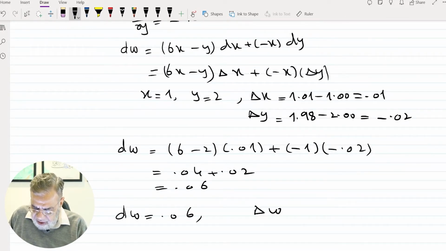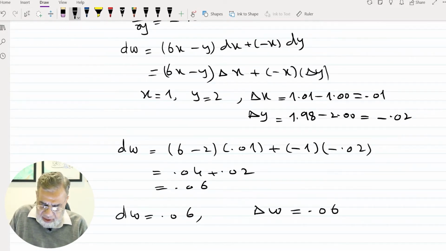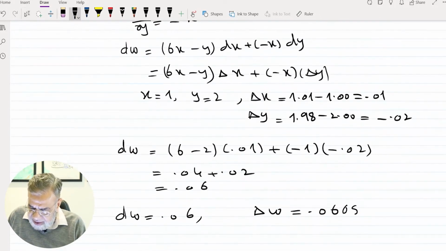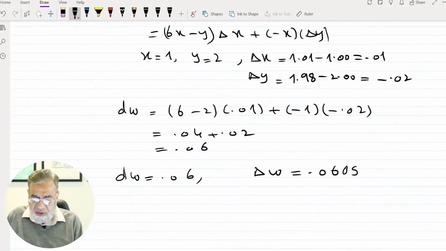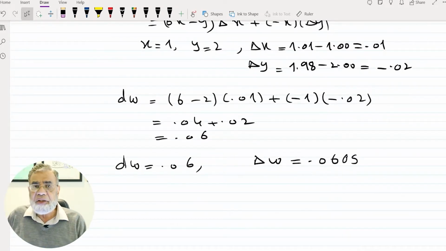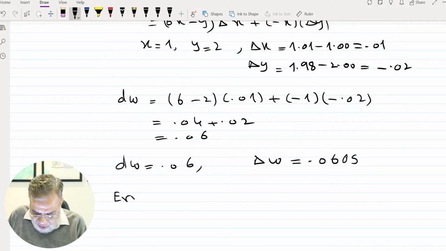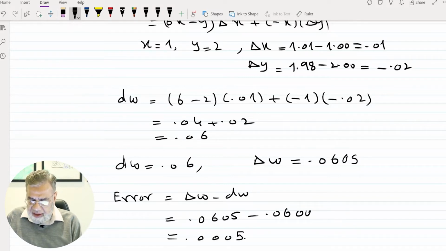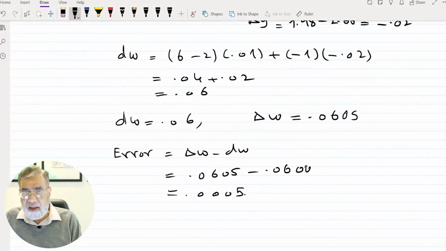Delta w we have calculated before is 0.0605, and we can check it here. So this is my delta w. Now this way we can compare that this delta w is the exact value and dw is the approximate value. We can discuss the error, the difference between these two. So the error is the difference between these two values, the exact value delta w minus dw, which is equal to 0.0605 minus 0.0600. So we get here the result 0.0005. So this is the error in our calculations when we calculate the approximate value.